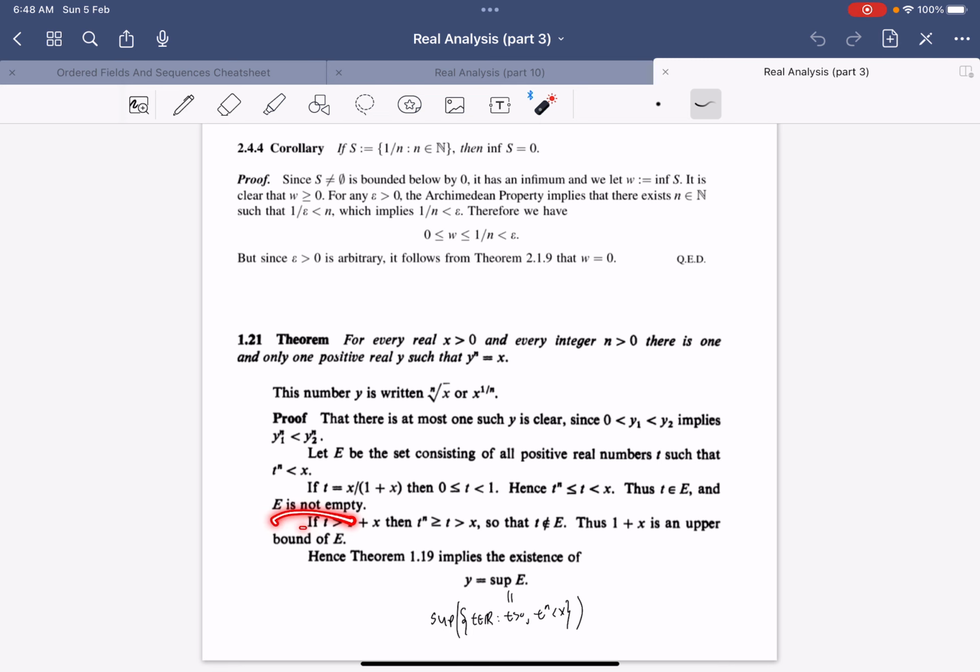So E is non-empty. And it's quite easy to see that this set is bounded above, because if t is greater than 1 plus x, when you raise it to the power n, then it will still be greater than x. And so 1 plus x is an upper bound of E. And because of this, it means that the supremum exists.